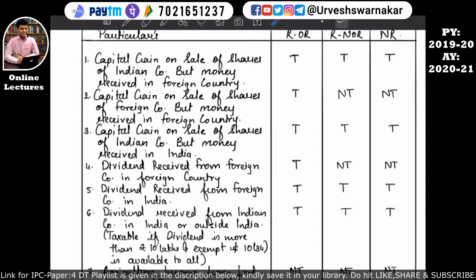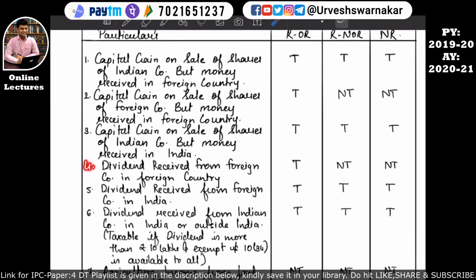So let's move on to point number 3. Point number 3 says capital gain income on sale of the shares of an Indian company but money received in India. It is very simple. The income is accruing and arising in India and the money is also received in India. I hope this is quite clear. So it will be simply taxable to all these three individuals, that is resident ordinary resident, resident non-ordinary resident as well as non-resident. I hope this is quite clear.